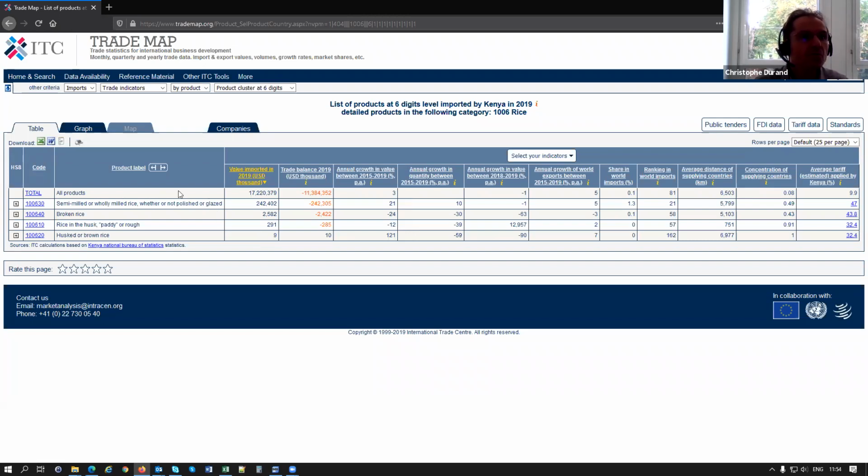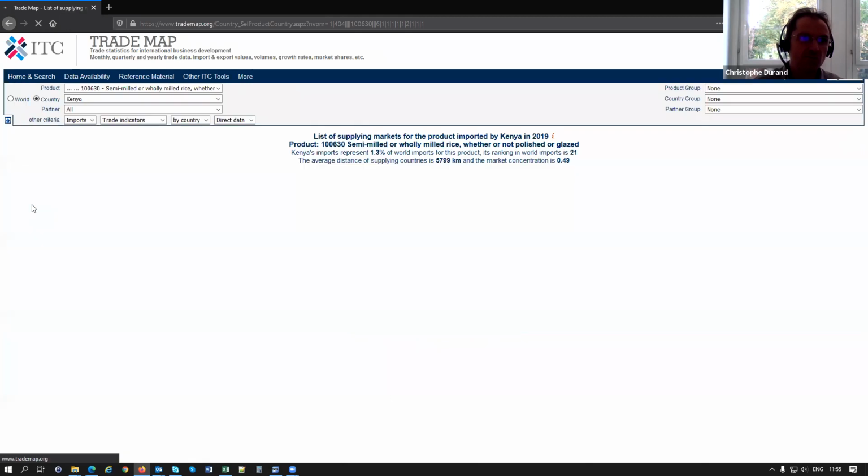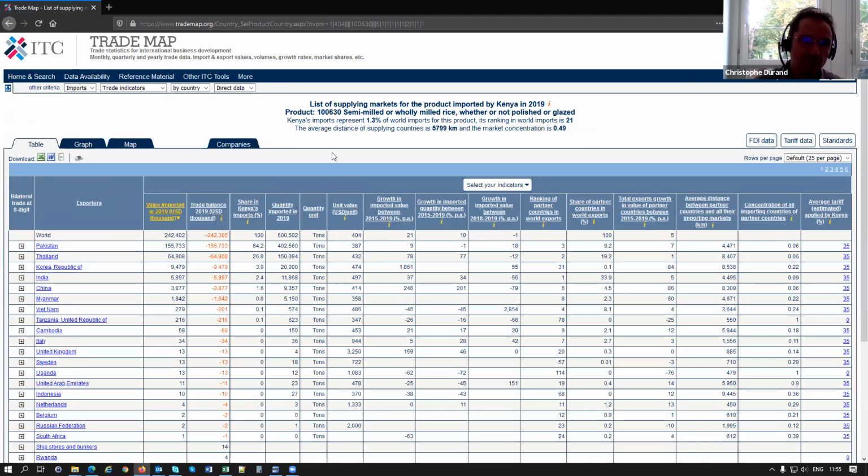Now let's focus on what Kenya imports the most, and let's see if we have a different picture. So I'll click on the product code, and that leads me back to a table very similar to what we had before, but this time I'm focusing on the semi or wholly milled rice, right? Which is reflected on the top of the screen in the title. So in this particular case, we see that Kenya's imports represent 1.3% of world imports, which is a little bit higher than for the whole rice in general, but that doesn't make a big difference.